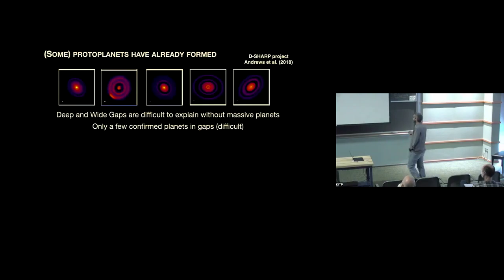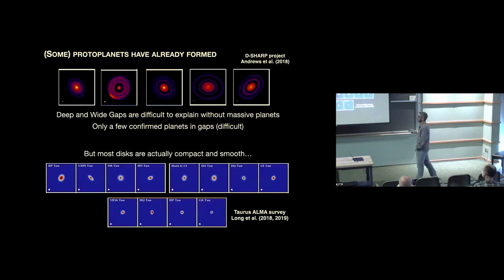So now there is a general consensus that all these substructures, deep and wide gaps, are difficult to explain without the presence of massive protoplanets in some of the gaps. We have only a few confirmed planets in gaps. This is difficult, but what I want to talk about here is that we have focused too much on these large disks. But most of the disks actually look like this.